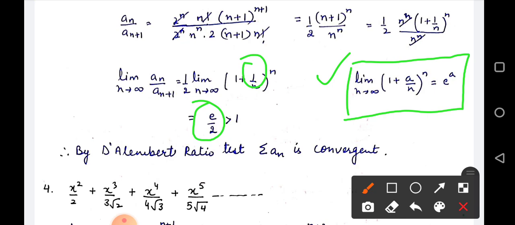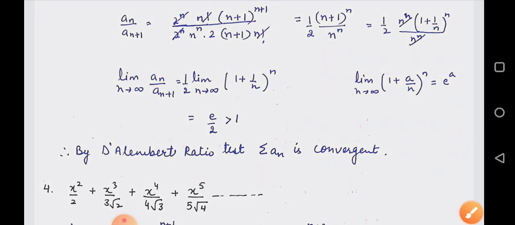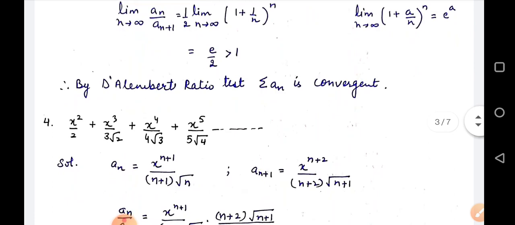Clear? So this e by 2, e is 2.718 something. So when you divide, it is greater than 1. So if the ratio is greater than 1, then by D'Alembert ratio test, summation an is convergent. Next question.